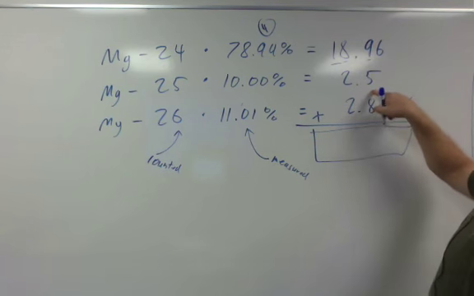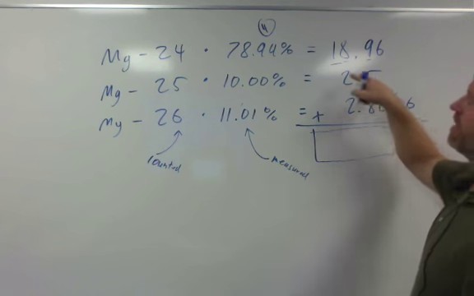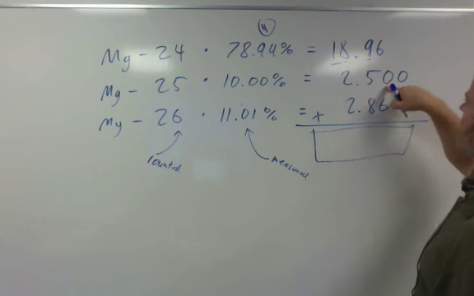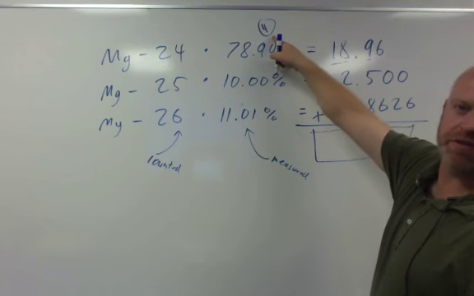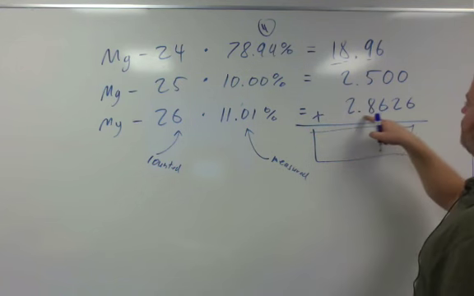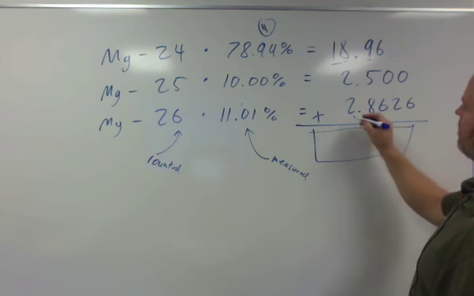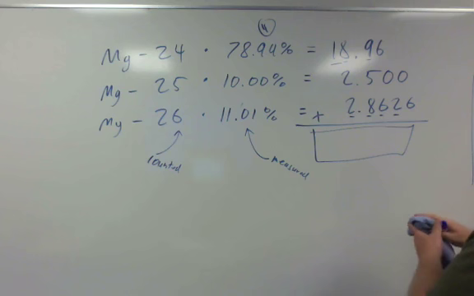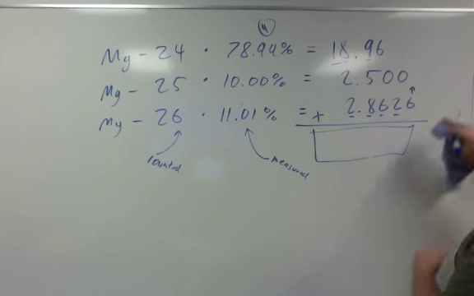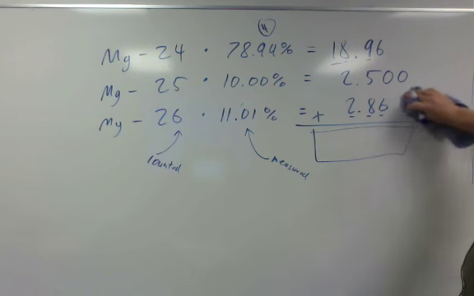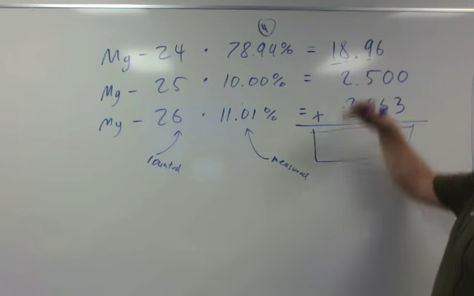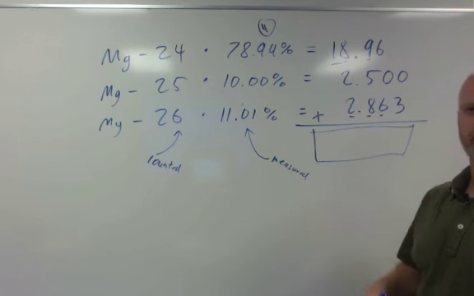2.5, well that number only has 2 significant figures in it, but I need 4. So I'll actually add 2 zeros to this so I have the correct precision of having 4. And then 2.8626, again, I need 4. So there's 1, 2, 3, 4. And that's a 6, so I need to round this up to a 3.